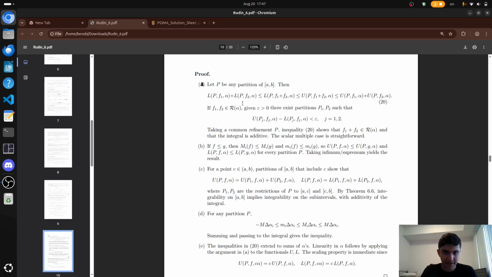And since now you can subtract this from this, and you know, since each of these is less than epsilon, this is going to be less than 2 epsilon, and since epsilon was arbitrary, we know that f is in R alpha. Okay.